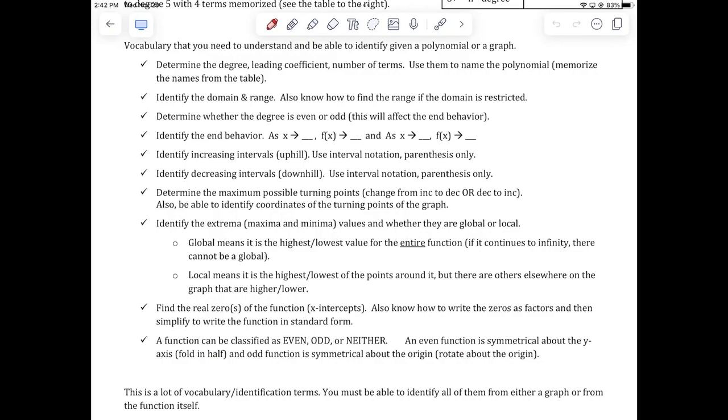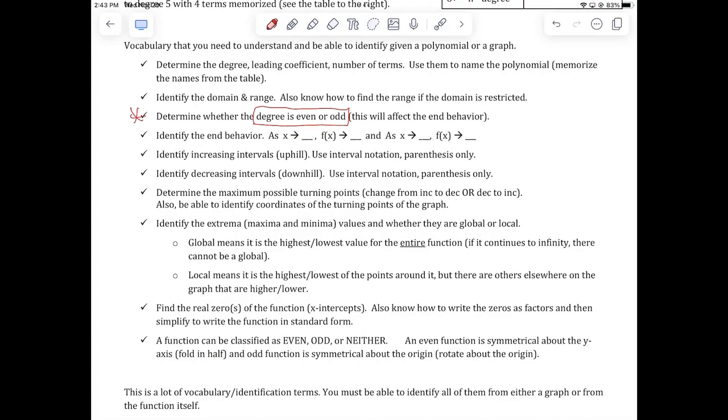That's going to affect the end behavior. I'm going to put a little star by this one. Determine whether the degree is even or odd. This just means, is the largest exponent, and they're always going to be positive integers, like 1, 2, 3, 4, 5, 6, 7, 8, 9, 10. They're never going to be like 1.5 or anything ugly like that. You're never going to see any square roots on x's. It's always x to a really nice positive integer power.